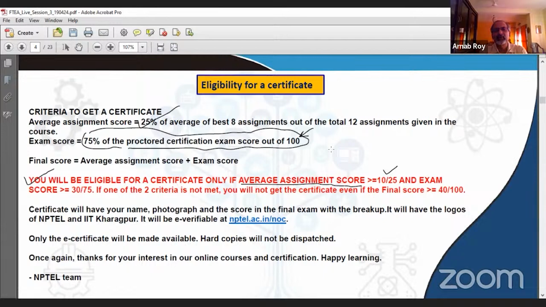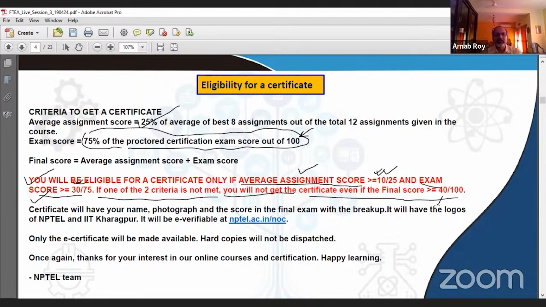And you're going to write this 100 marks paper soon, those who have registered for the examination. So I hope you all are preparing very seriously for it. And remember that in that examination, you need to score anything over and above 30 out of 75. Because the requirement is that both the criteria, that is one on the assignment side, the other on the exam score side, have to be simultaneously met. If any one of the two criteria is not met, you will not get the certificate, even if the final score exceeds 40, right? So you can see here that if you barely make 10 out of 25 or 30 out of 75, you will be able to reach that 40.